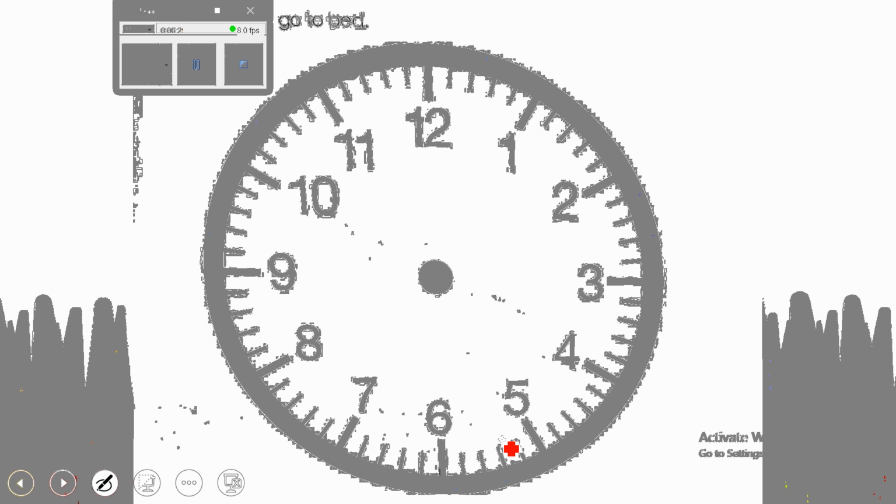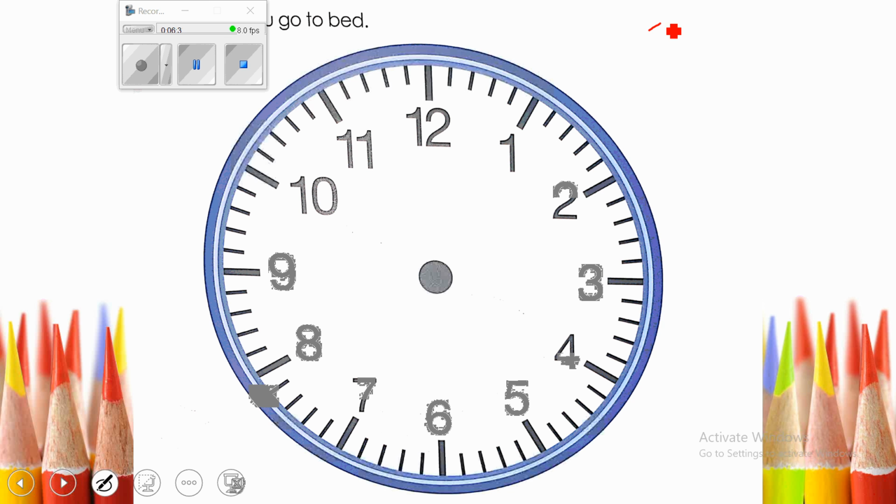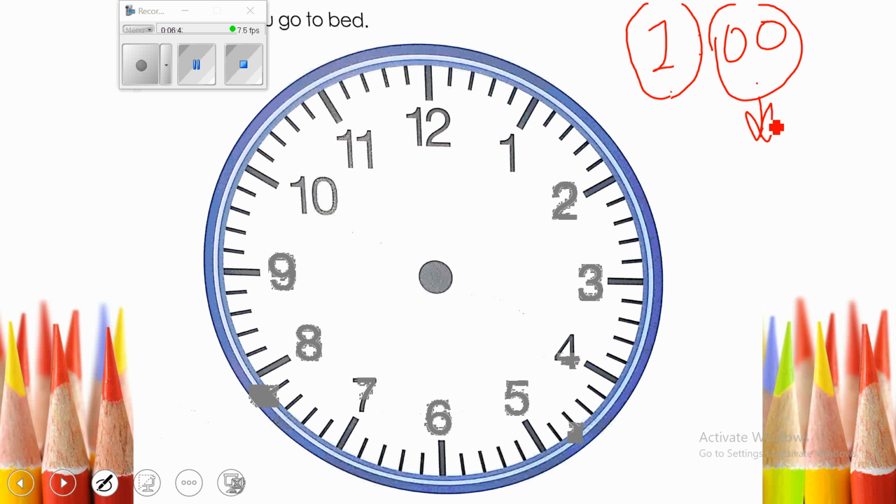Let's practice together here. If I want to draw 1 o'clock, this is the hour, there is the minute. First I have to make the minutes. 0 minutes, where is it? On 12. Very nice. Now 1 o'clock, exactly on 1.